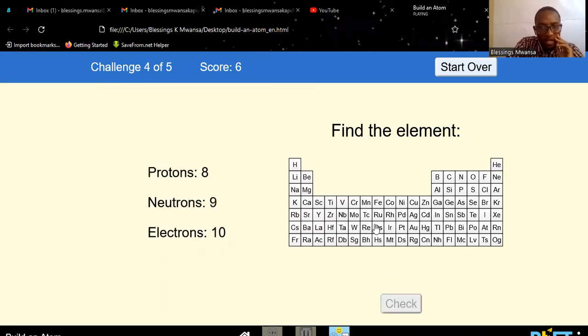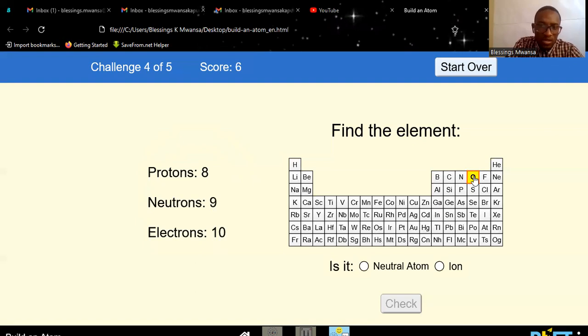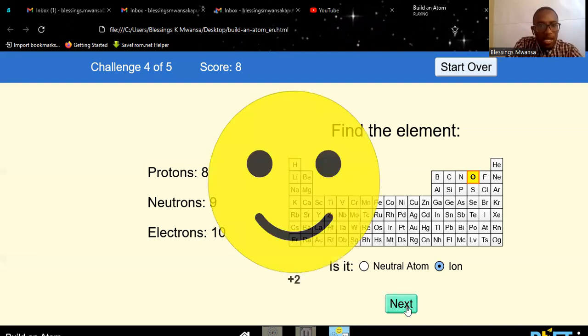Again, find the element. So remember, for you to identify the element, the first thing you have to look for is the proton number. So what is the proton number in this case? My proton number is 8. Correct. So which one is 8 when you go to the periodic table? 8 is oxygen. Then the question is, is this oxygen an atom or an ion? So remember, you compare the proton number and the electron number. This is indicating that the oxygen gained. Therefore, it's an ion. Correct. Let's go for the last question.